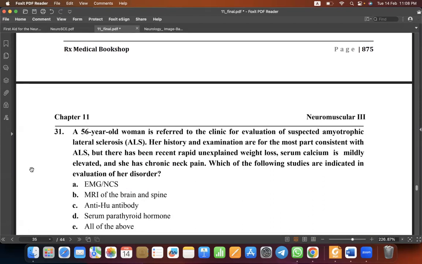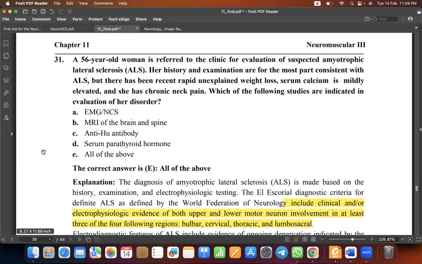So whether you should do an EMG NCS, whether you should do anti-Hu, whether you should do a parathyroid level, I guess it's a paraneoplastic phenomenon. That could be a possibility here. We should do in this case at least anti-Hu and a parathyroid level as well. Okay, also EMG NCS, we should check that. So I guess the parathyroid-related protein could be an issue here.